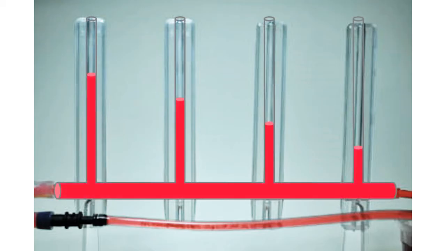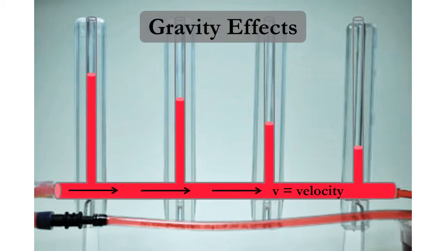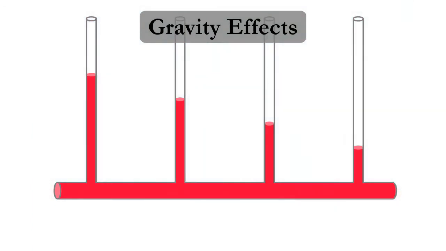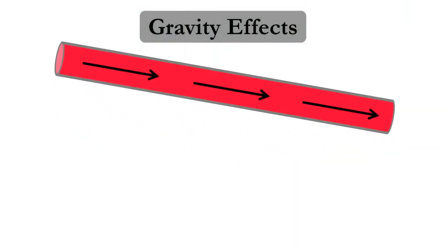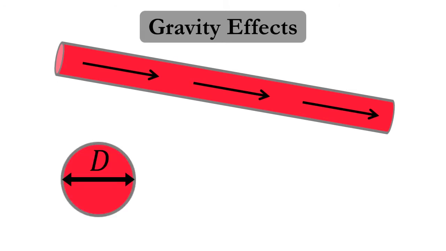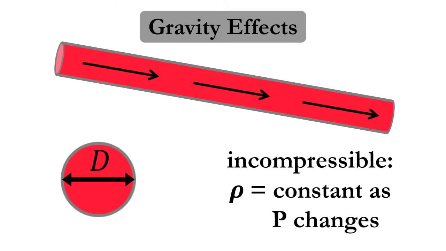Let's think about the impact that gravity has on the velocity in a pipe. Consider a pipe that is tilted downward at some angle so that fluid is flowing downhill. Let's assume that the pipe has a constant diameter and that the fluid is incompressible, or has a constant density.